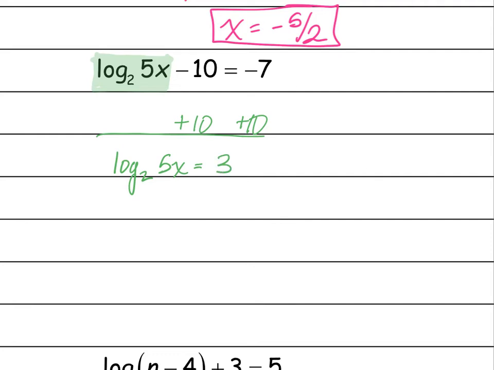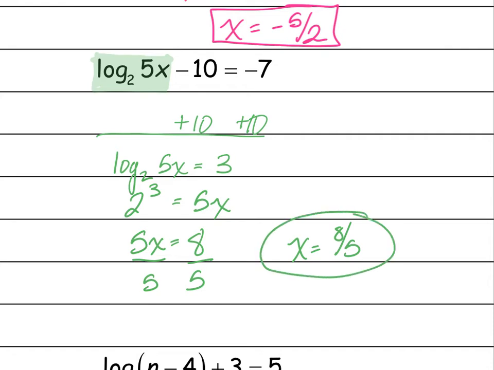I can't solve it as a logarithm, so I'm going to switch it to an exponential. So that's 2 to the third power equals 5x. I'm going to go ahead and figure out what that is. So I've got 5x equals 2 times 2 is 4 times 2 is 8. 8 divided by 5. So x is going to equal 8/5. And there's my answer.